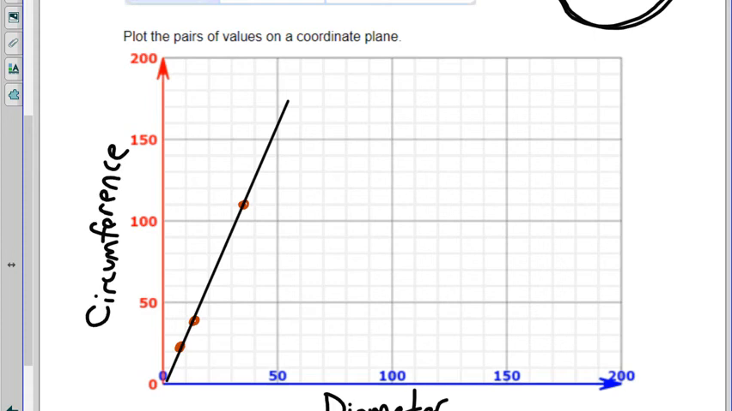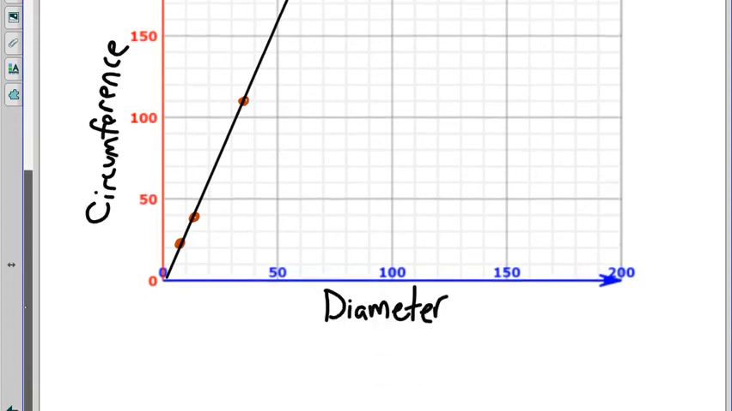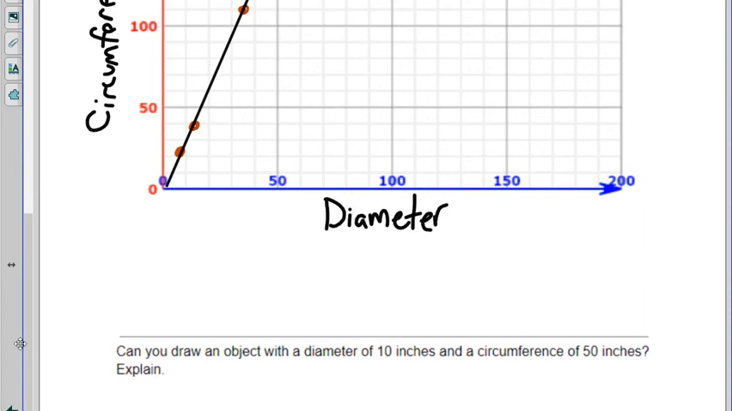And there's a graph of those ratios, and they're all equivalent ratios. Every equivalent ratio to those would fall on that line. Now for the second part here, it asks you to determine whether you can draw an object with a diameter of 10 inches and a circumference of 50 inches, because any circle is going to have that same equivalent ratio. So look at the graph, look at where (10, 50) would fall, and see if it's on that line. Go ahead and take your best crack at it, and we'll talk about it in class.